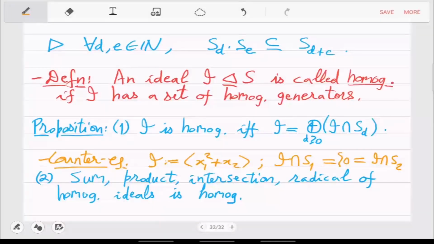How did I define SD? I defined it as a K linear span, so 0 is also there. By definition 0 is there. That's fine.